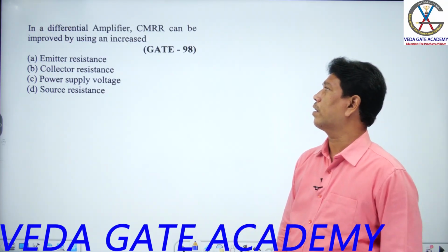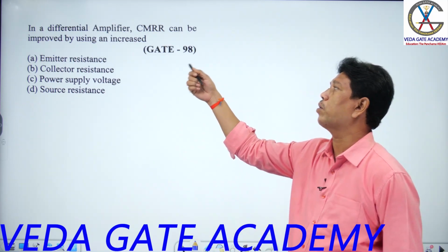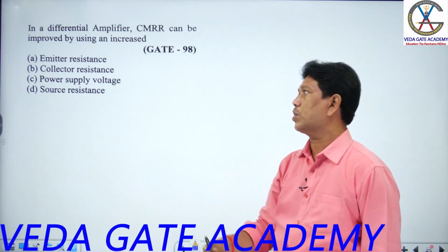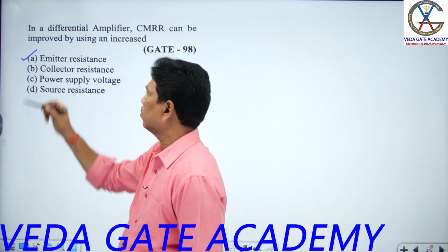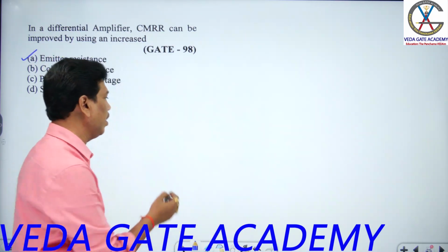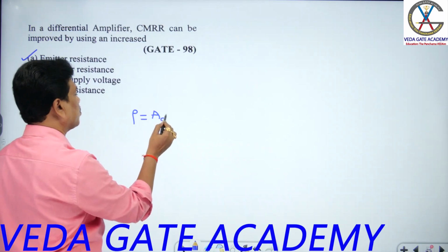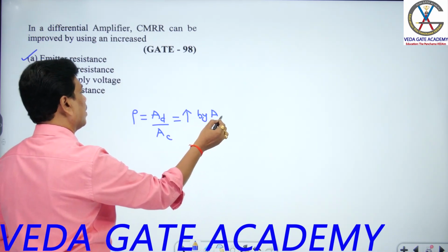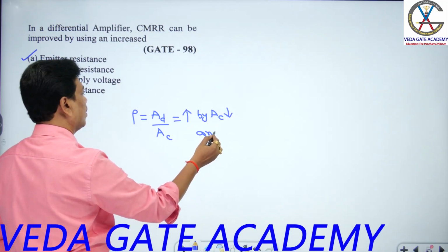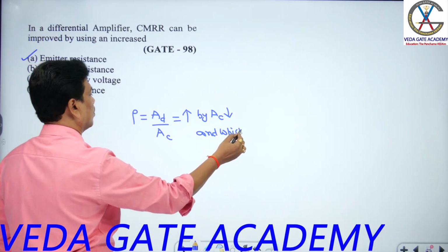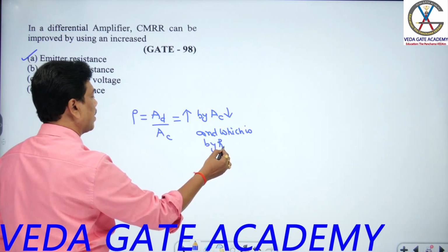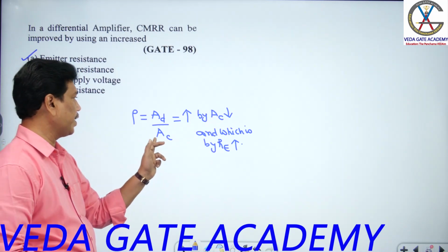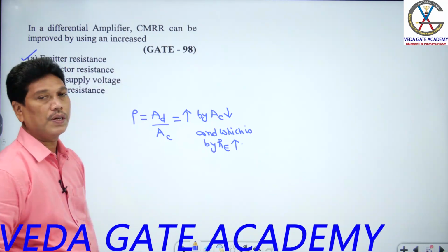In a differential amplifier, CMRR can be improved by using an increased emitter resistance, collector resistance, power supply voltage, or source resistance. The option is emitter resistance. CMRR can be increased by increasing RE. Rho equals AD by AC. So that can be increased by AC decreasing, which happens by increasing RE. Conversely, if I increase RE, AC decreases. AC decreases means rho increases. So emitter resistance, a direct one.